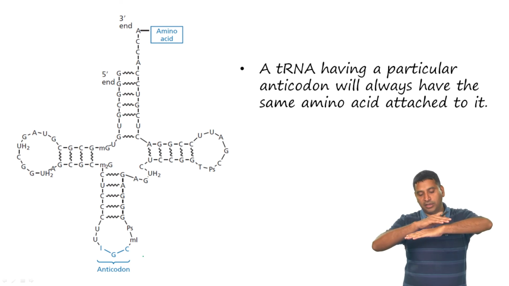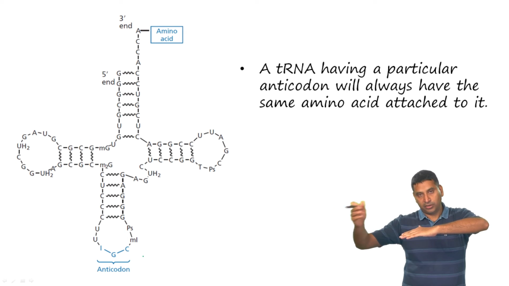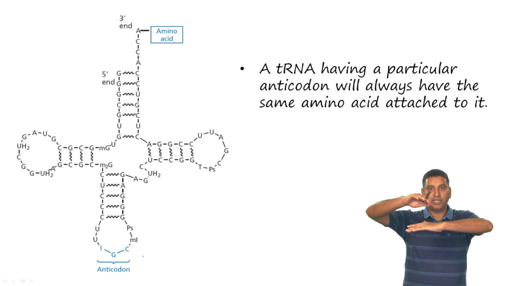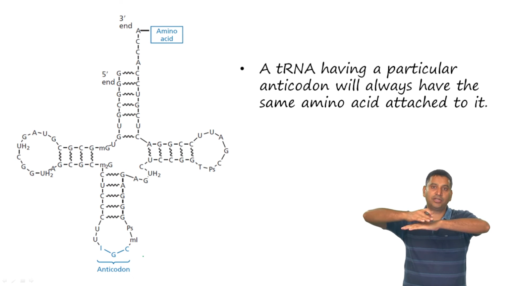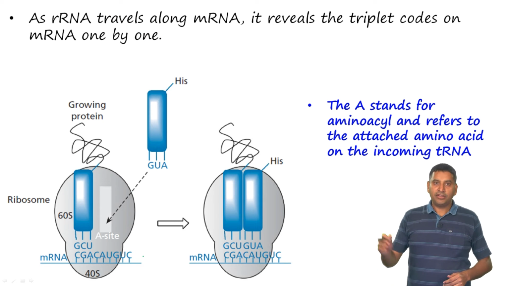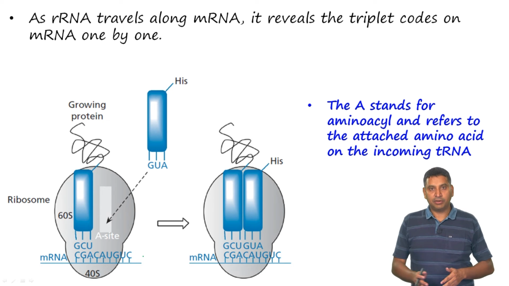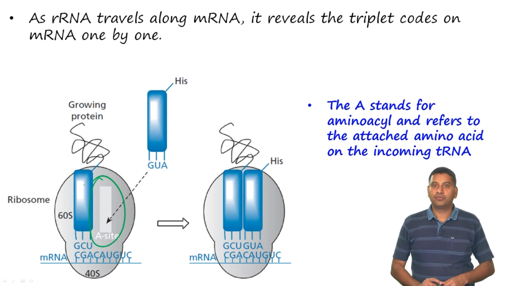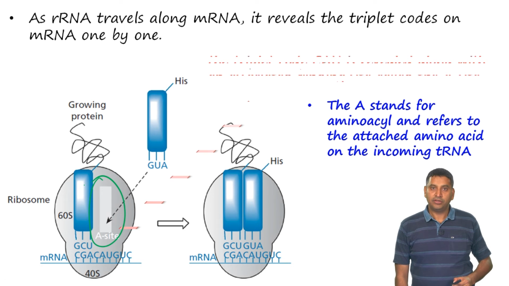That means the information from the mRNA is being transferred with high fidelity to the synthesis of the protein, because the tRNA that comes and binds to it has the right amino acid attached to it. Okay. So, now as the ribosome travels along the mRNA, it reveals the triplet codon on the mRNA one by one. Okay. So, the ribosome has two sites, one is the P site and the other one is the A site. The A site, which is here, stands for the aminoacyl site.